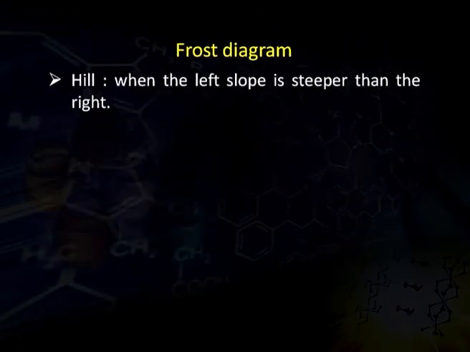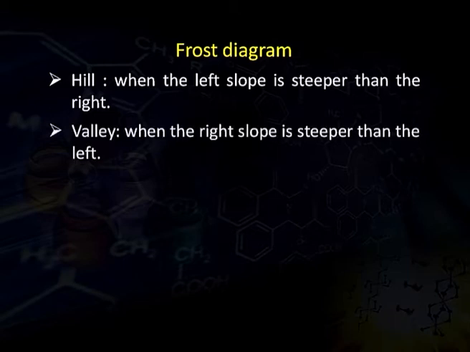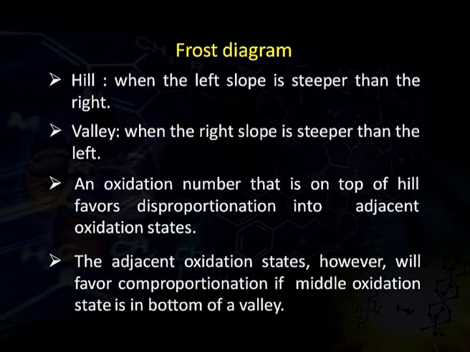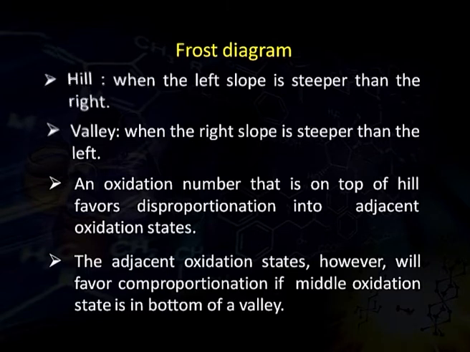Hill forms when the left slope is steeper than the right, and valley forms when the right slope is steeper than the left. An oxidation number that is on the top of a hill favors disproportionation into the adjacent oxidation states. The adjacent oxidation states, however, will favor comproportionation if the middle oxidation state is in the bottom of a valley.